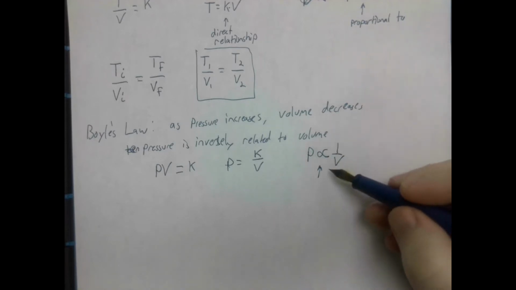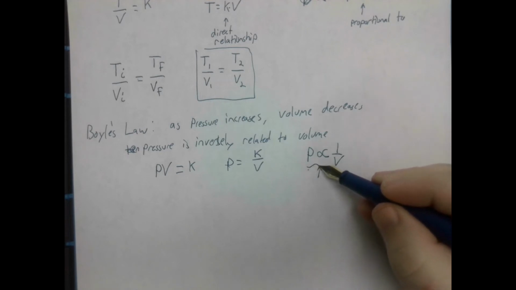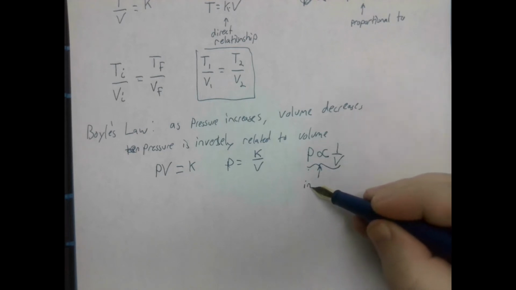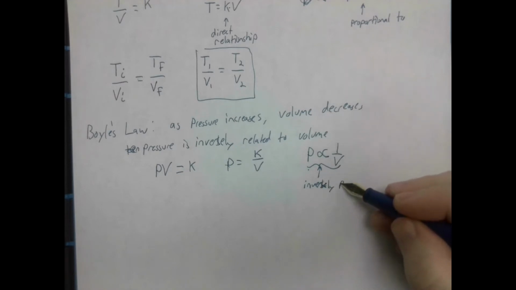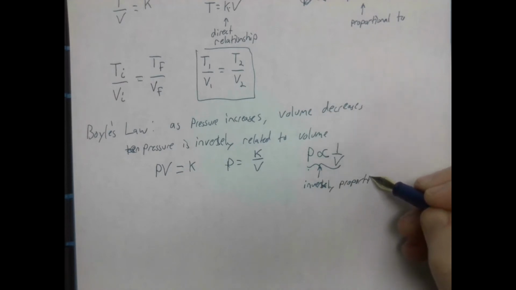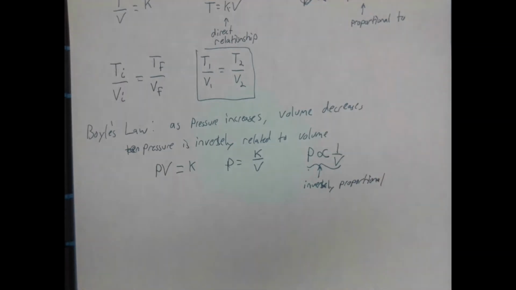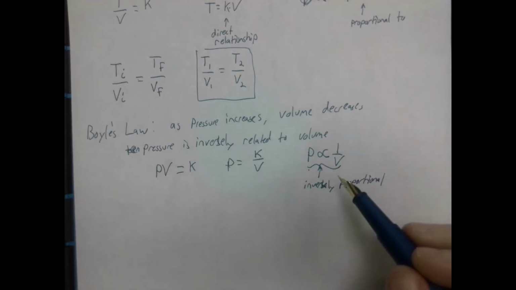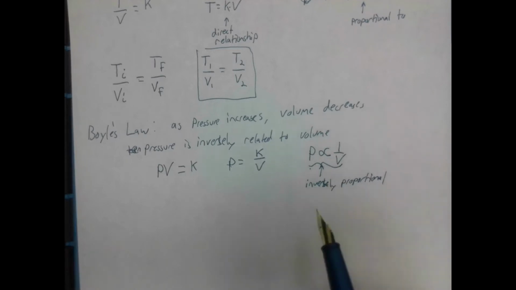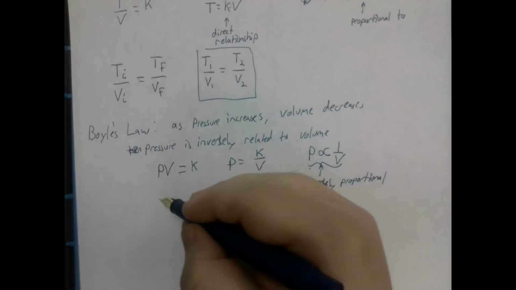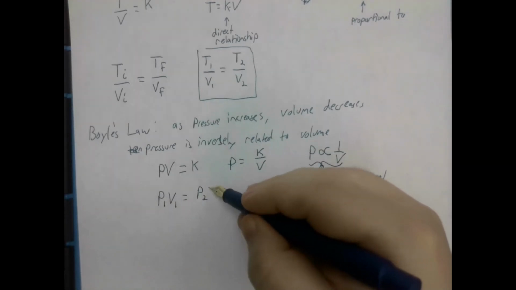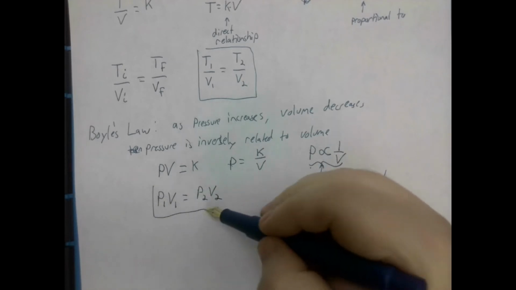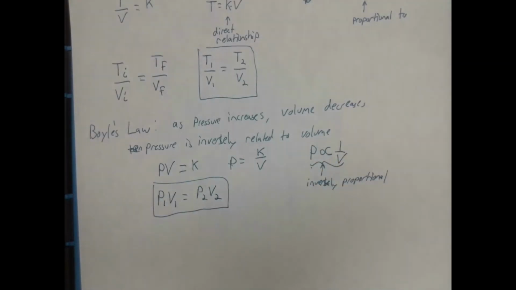So this notation, this whole thing, means inversely proportional to. As you double one, the other one has to decrease by half. And we can come up with the equation that pressure 1 times volume 1 has to equal pressure 2 times volume 2, because this product doesn't ever change.